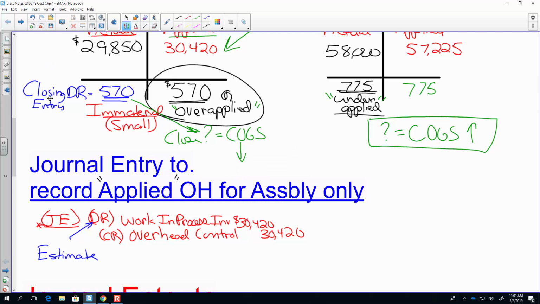Accountants don't like to use the word cheat, right? We say adjusting. Adjusting. Okay. Good deal.